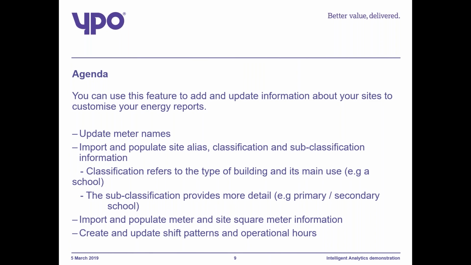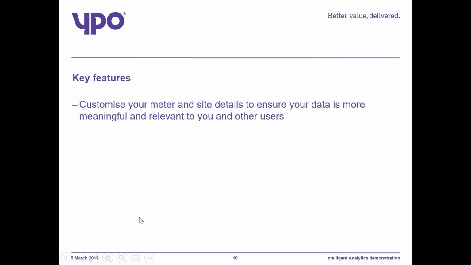And then we're going to talk about how to import and populate meter and site square meter information, and also to create and update operational hours in the system. Once I've updated all this information, I will go back into the data analysis module just to show you how it all works on the graphs and reports. And the key features of this is to customize your meter and site details to ensure your data is more meaningful and relevant to you and other users.